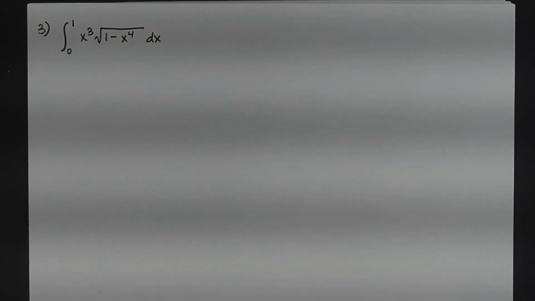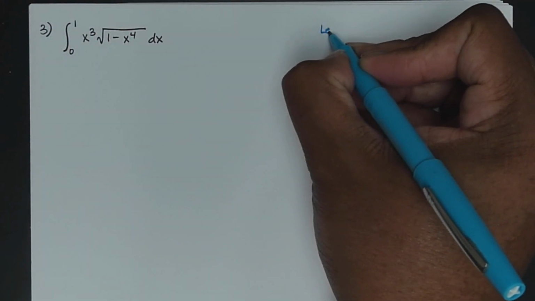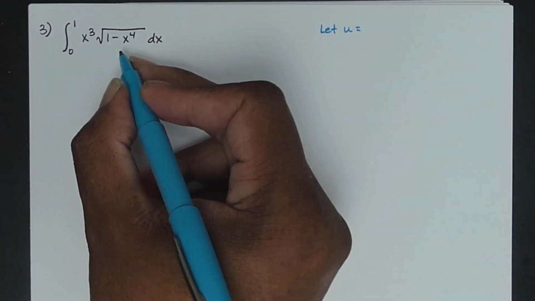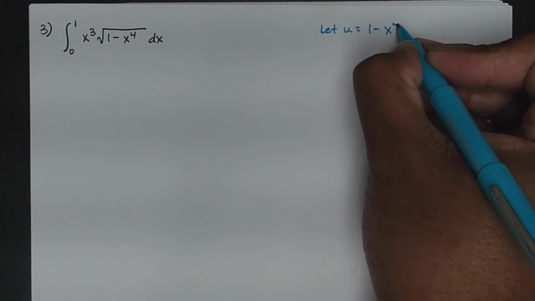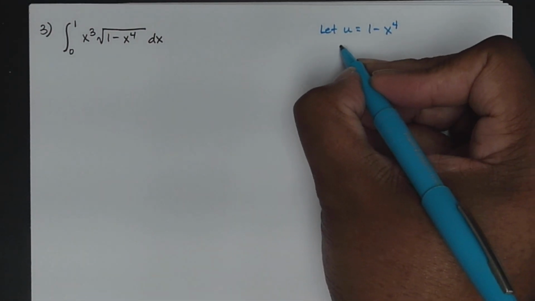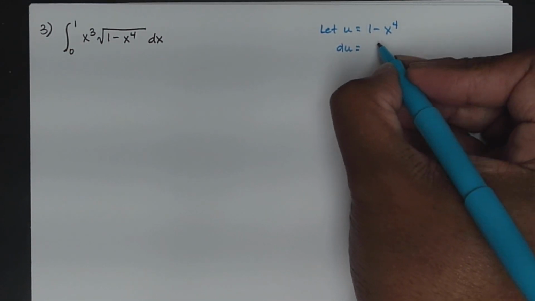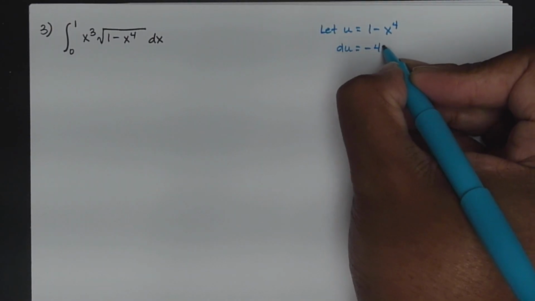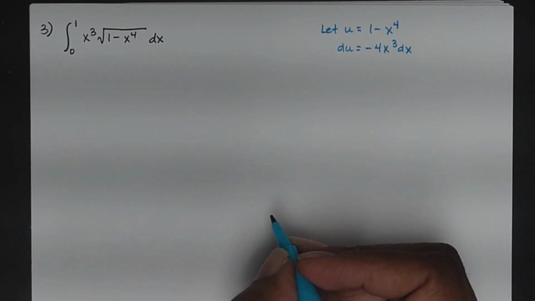All right, so here's what we're going to do. I'm going to let u equal what's underneath the square root symbol, 1 minus x to the fourth. That would mean du will have to be this. The derivative of 1 is 0. The derivative of negative x to the fourth would be negative 4x cubed dx.